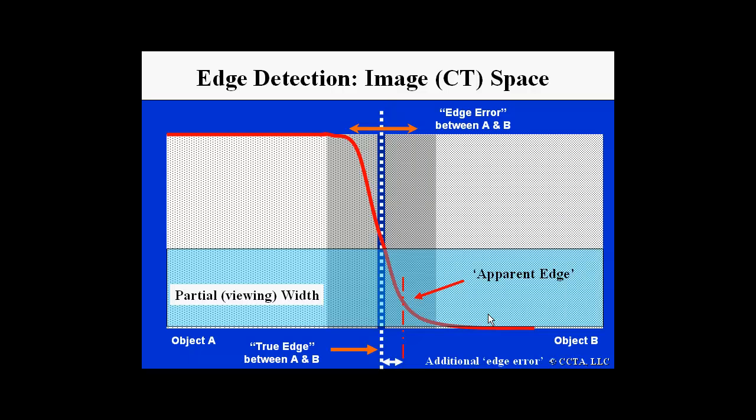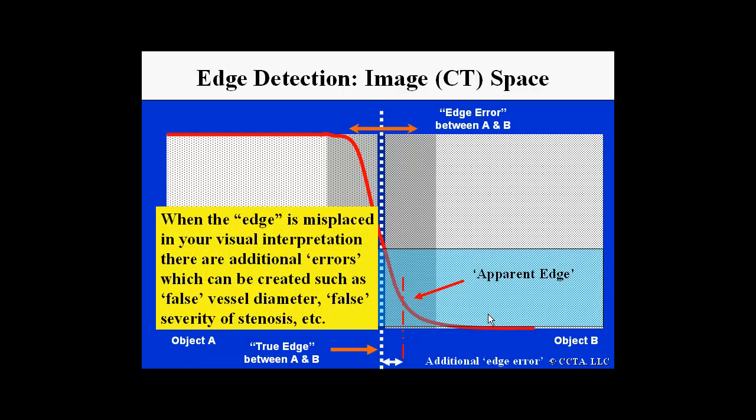This additional edge error complicates my ability to make a true diagnosis because it does not define the edge of the lumen or the edge of adjacent materials such as non-calcified plaque, calcified plaque, lipid-rich plaque, etc. Thus, when the edge is misplaced in your visual interpretation, there are additional errors which can be created, such as false vessel diameter, false severity of stenosis, and the like.